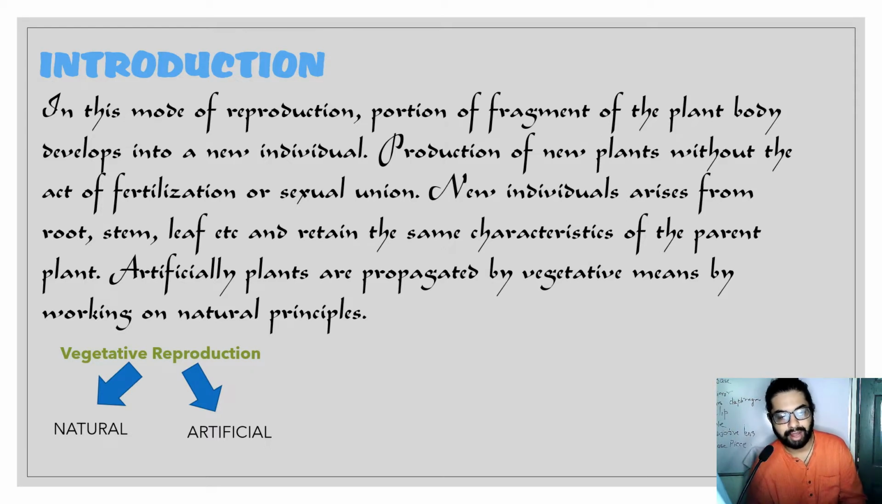Only plant parts such as the root, stems and leaves give rise to new plants, and these new plants retain the same characters of the parent plant. So artificially, plants are propagated by vegetative means by working on natural principles. Nowadays, the artificial mode of vegetative reproduction is implemented and used quite often. This follows the natural principles of vegetative reproduction, which I will explain in the next video.